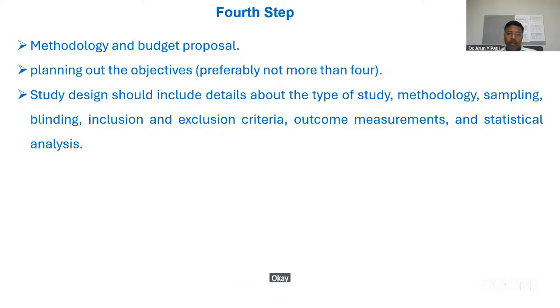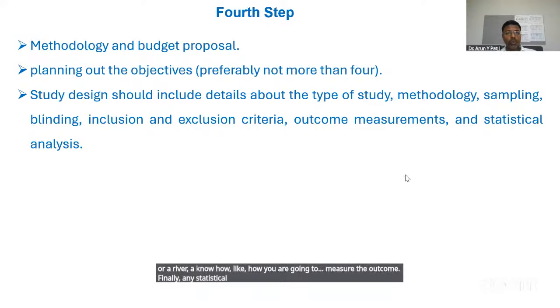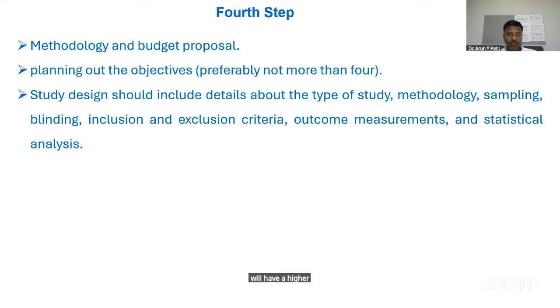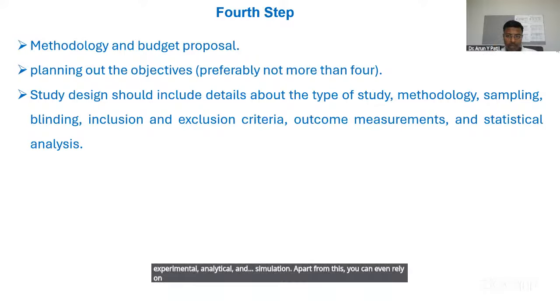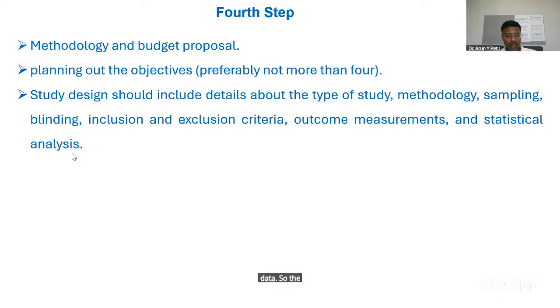Okay. Outcome measurements should also be part of it. You will be giving the reviewer the know-how of how you are going to measure the outcome. Finally, any statistical tools which you use will have a higher weightage. Remember, I said about experimental, analytical, and simulation. Apart from this, you can even rely on one more parameter called statistical data. So the statistical data is also very crucial.